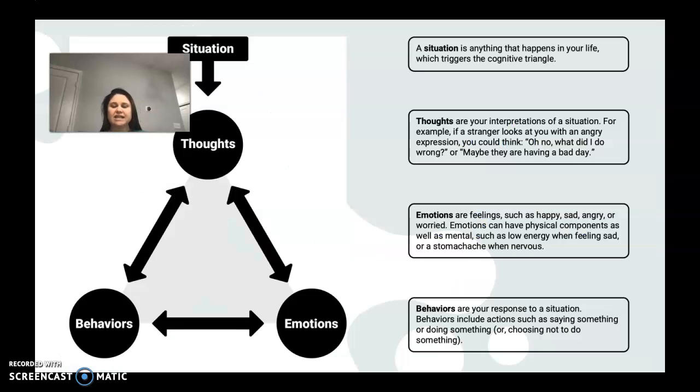So this is just an example. We always start out with a situation, and then we think about going into our thoughts. So for example, we may think about how we interpret a situation. If someone gives us an angry expression, we might automatically think, what did we do? Or they're having a bad day. And then that goes into emotions and behaviors and how we respond.